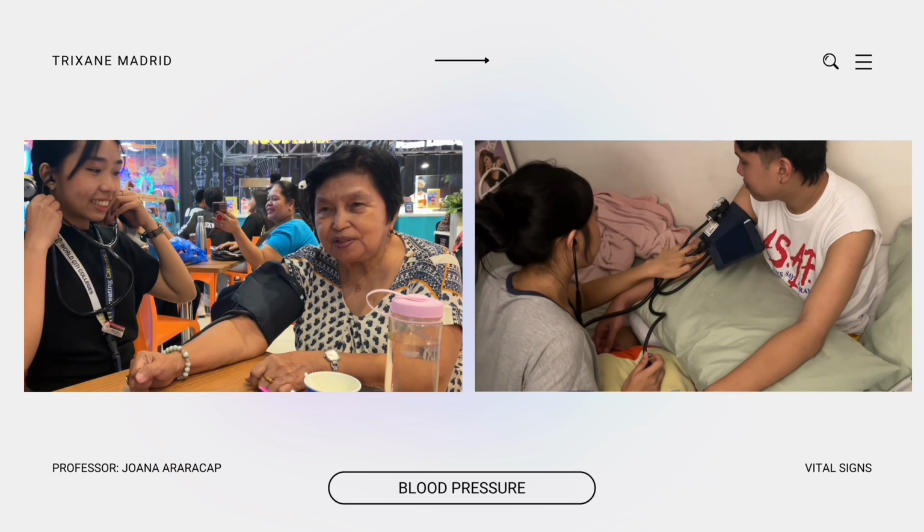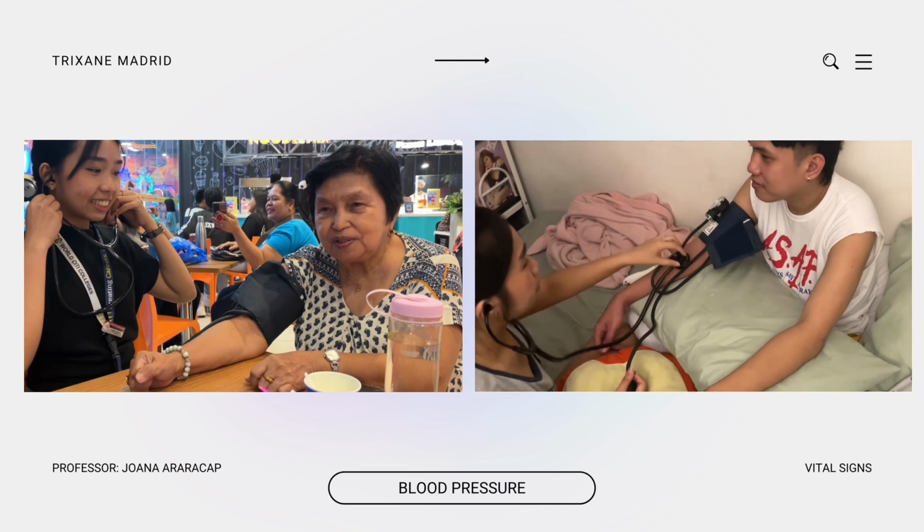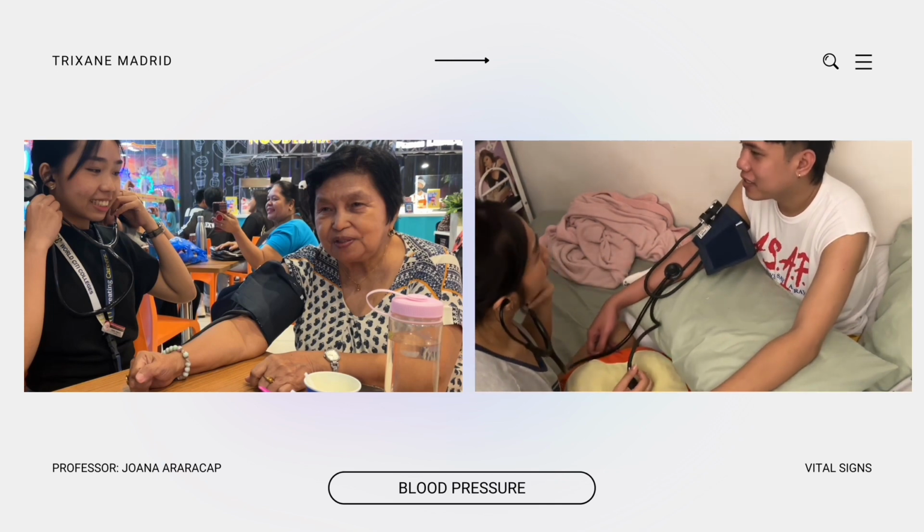My patient on the left side has 110/80 and my patient on the right side has 100/65.